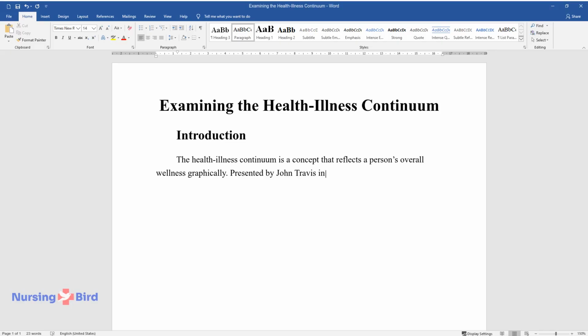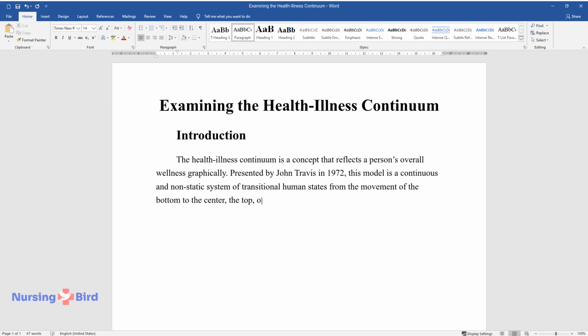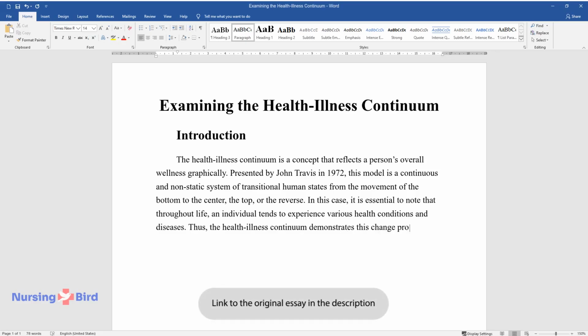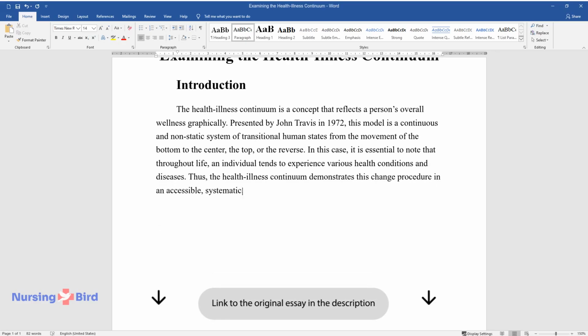Presented by John Travis in 1972, this model is a continuous and non-static system of transitional human states, from the movement of the bottom to the center, the top, or the reverse. In this case, it is essential to note that throughout life, an individual tends to experience various health conditions and diseases. Thus, the health-illness continuum demonstrates this change procedure in an accessible, systematic, and logical form.